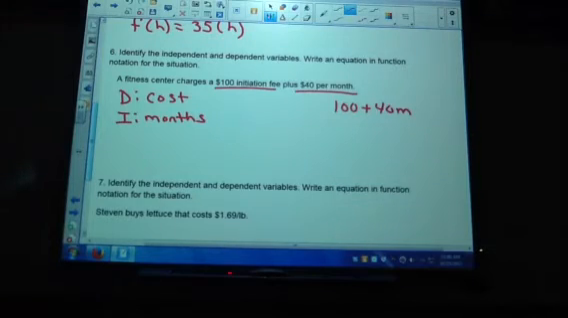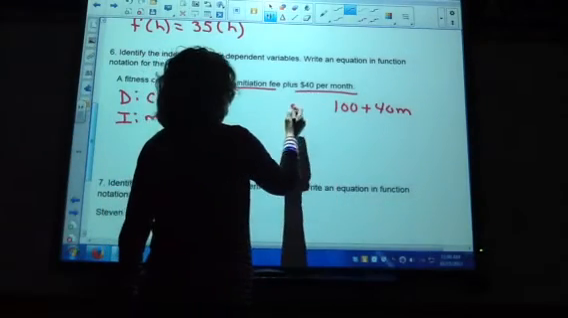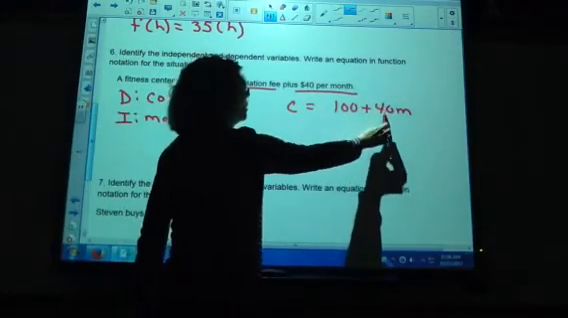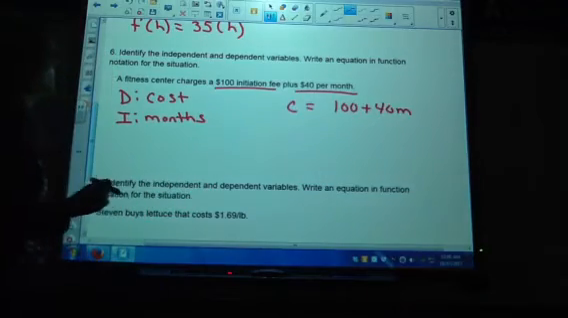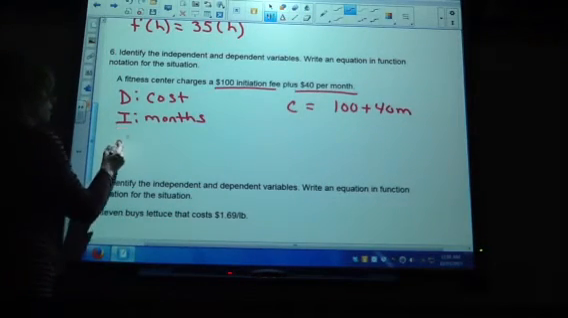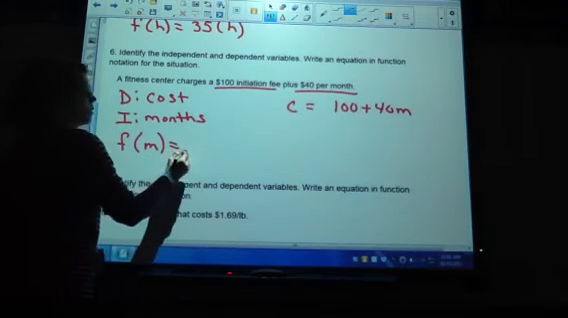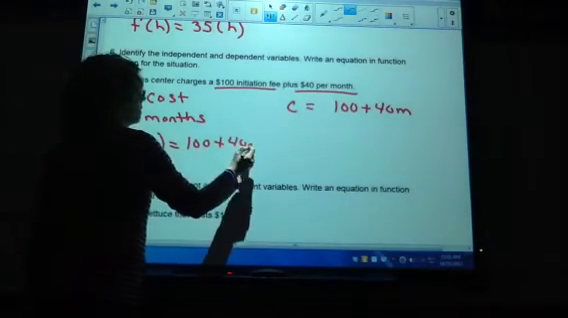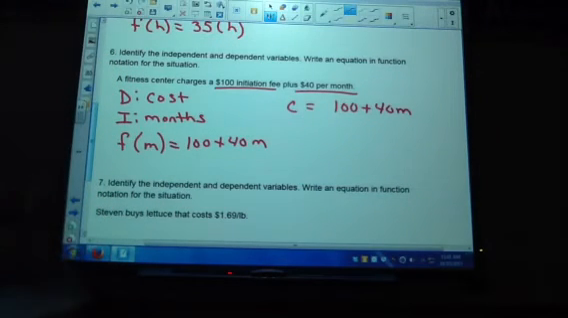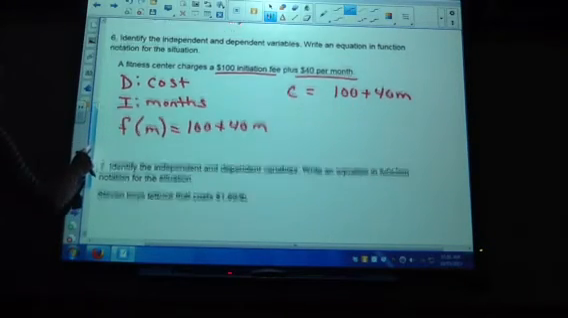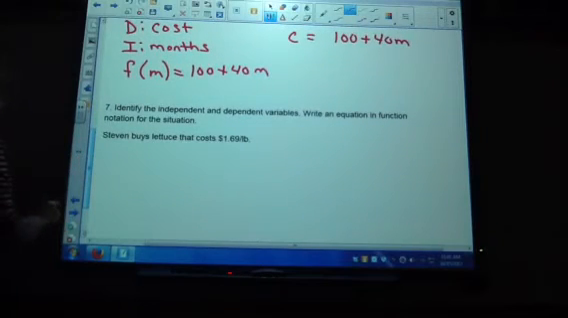Okay, so I kind of already gave you a start of the equation. So cost is going to be your initial fee plus your $40 times your month. So we want to write this using function notation. So F of M equals 100 plus 40M. Okay, to save on time, we're going to skip number 7.